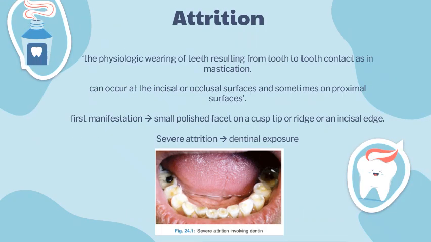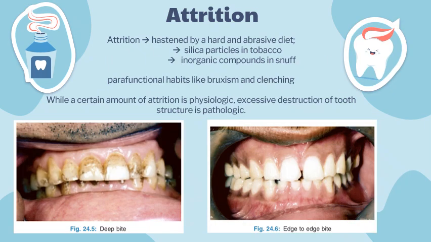Moving on to attrition, it is nothing but the physiologic wearing of the tooth structure resulting from tooth-to-tooth contact as in mastication. It occurs at the incisal or the occlusal surfaces, sometimes also on the proximal surface. The first manifestation of attrition is small, polished spaces on a cusp tip or a ridge or an incisal ledge. Attrition can be hastened by a hard and abrasive diet or silica particles in tobacco or inorganic components in the snuff or some parafunctional habits like bruxism and clenching.